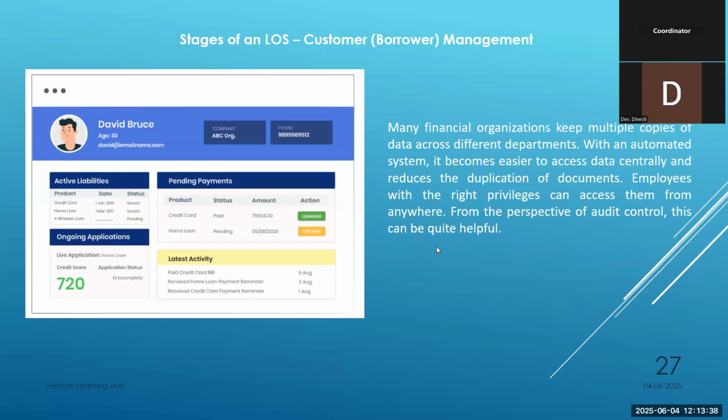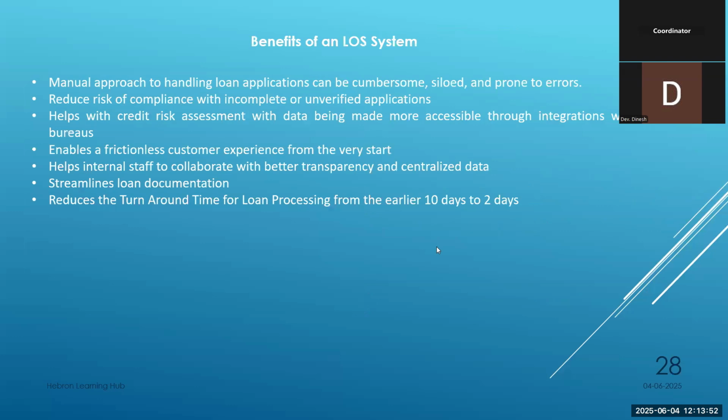Many financial organizations keep multiple copies of data across departments. With an automated system, it is easier to process and access this data centrally. From the process of audit control, this is quite helpful. So there will be a record of the sanctioning and the decisioning system, and all the documents submitted by the customer are available centrally. So it is much easier for decisioning.